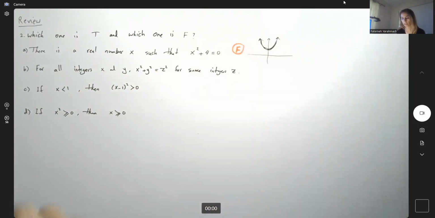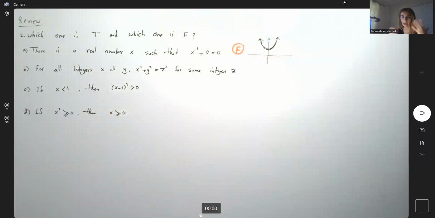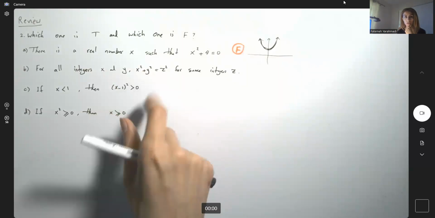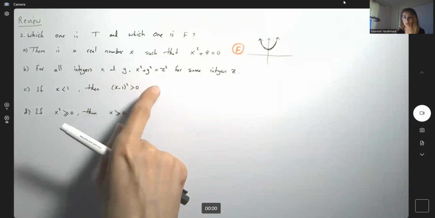What about the second one? It says, for all integers x and y, if I randomly select integers, not just me, you as well, if you randomly select integers x and y, x squared plus y squared is equal to z squared for some integer z. Wow, what do you think about this statement? This statement is not going to be true.